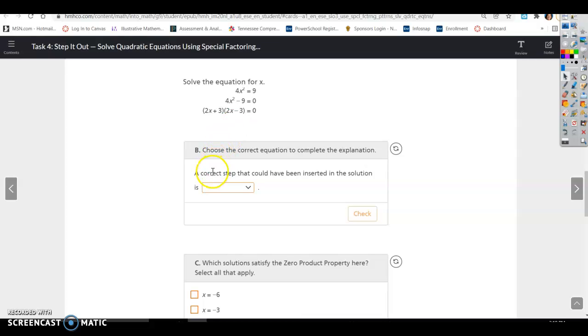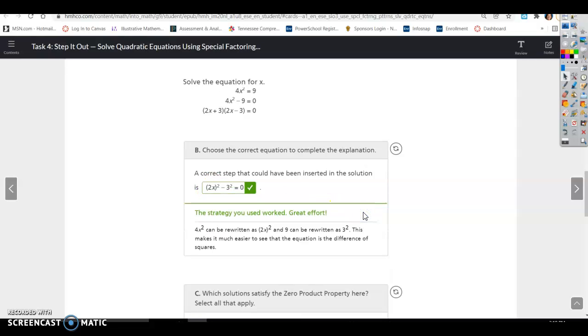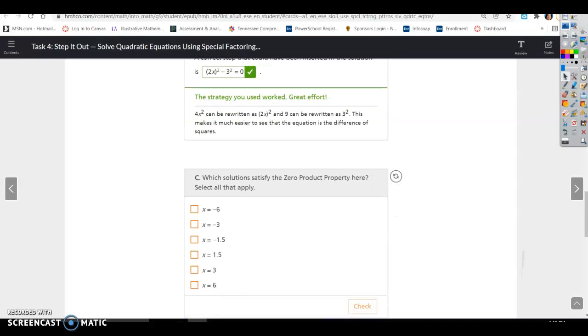product property. So it says a correct step that could have been inserted in the equation is... All right, so before going from this step to this step, if you wanted an extra step, you could show that (2x) squared minus 3 squared equals 0. So you could just rewrite it using your perfect squares if you needed to.